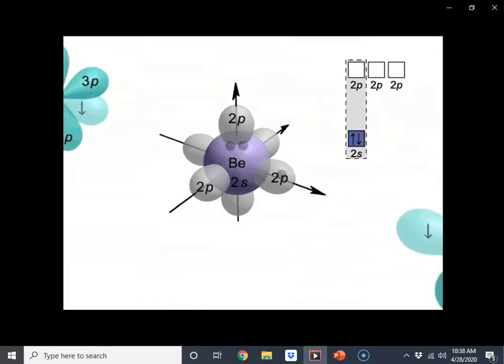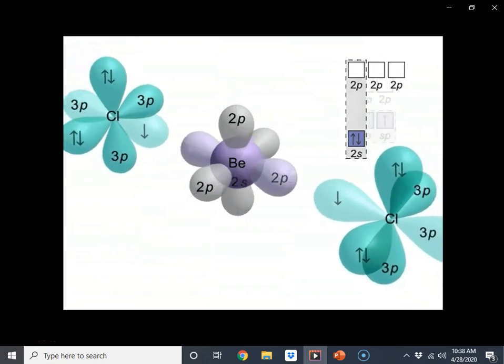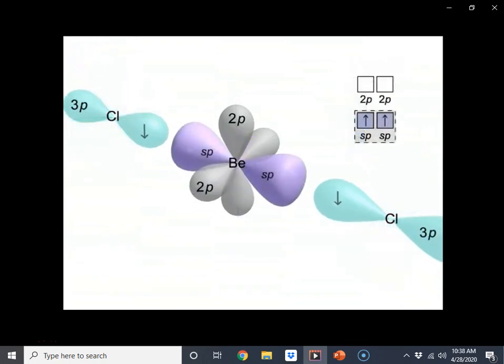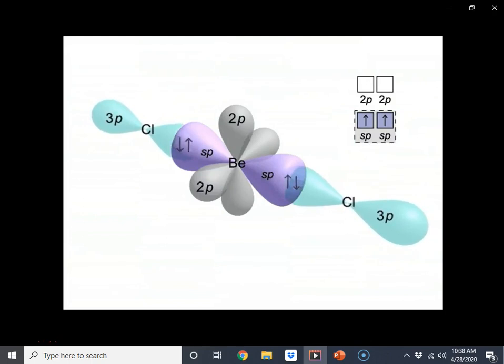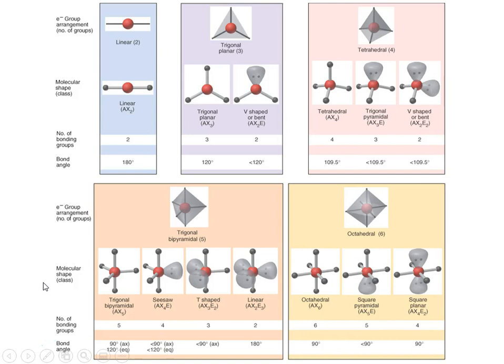So we're motivated to do this because here come two chlorines. So now we mix. So wait for it. There we go. Now we mix. There are two sp's, and we put one electron in each of the sp's, and then that electron will overlap with the chlorines, and then that's our beryllium chloride. So that's how the beryllium chloride forms. Okay, so that was beryllium chloride.